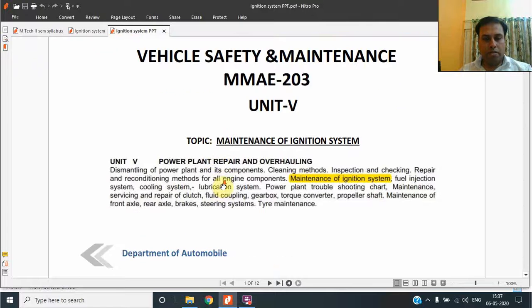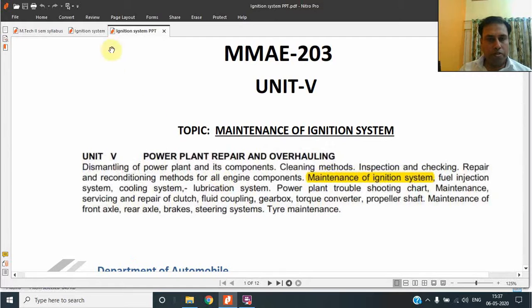Welcome, dear students. Now, starting with today's topic, it is one of the most important topics. The topic is regarding the maintenance of ignition system: what type of maintenance is carried out for the ignition system, whether it is a conventional ignition system or an electronic ignition system which is used these days. So, what are the key features?